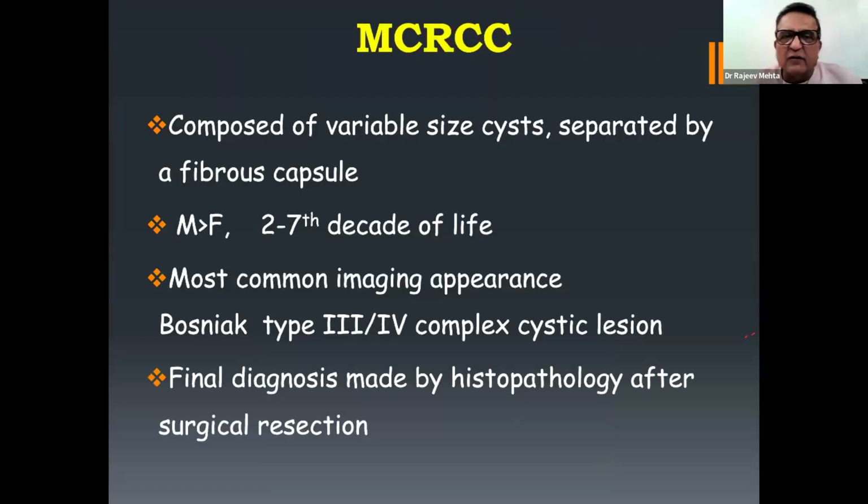Now, they are composed of variable size cysts separated by a fibrous capsule. Males are more commonly affected than females. It is commonly seen between the second to 7th decade of life. The most common imaging appearance is a Bosniak type 3 to 4 complex cystic lesion. Here it was more of a 2F to 3 lesion. Final diagnosis is made by histology after the surgical resection.